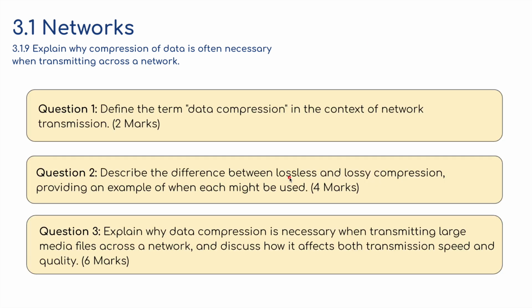Okay? As always, 3 questions, ranging in complexity. First of all, we're going to define the term data compression in the context of network transmission. Okay, 2 marks. 2, describe the difference between lossless and lossy compression, providing an example of when each might be used. And for 6 marks, explain why data compression is necessary when transmitting large media files across a network, and discuss how it affects both transmission speed and quality. Okay, as always, pause the video if you don't want to see the answers just yet.